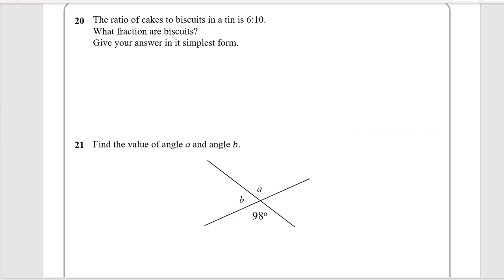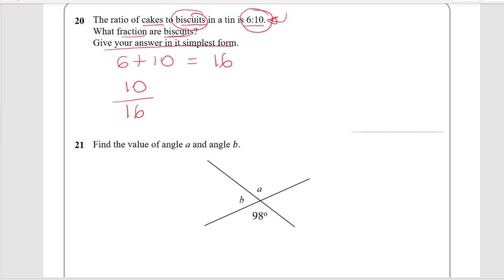Next, the ratio of cakes to biscuits in a tin is 6 to 10. What fraction are biscuits? Because it's a fraction, we need to add both ratios together. So the total number we have is 16. Biscuits represents 10 of them, so it'd be 10 out of the total, which is 16. Give your answer in its simplest form.